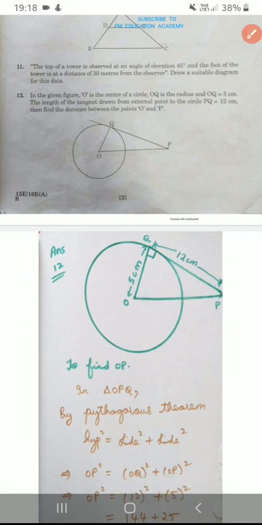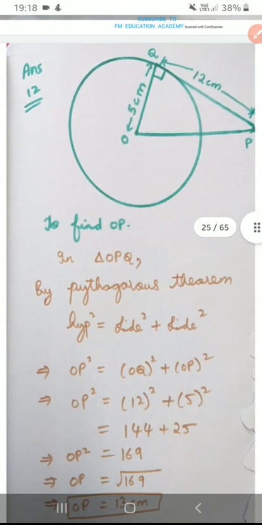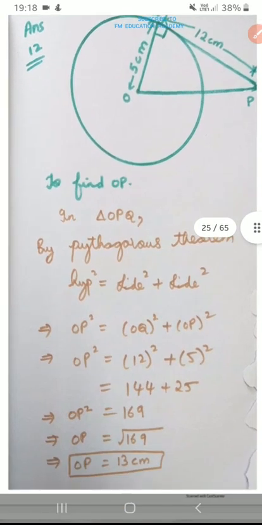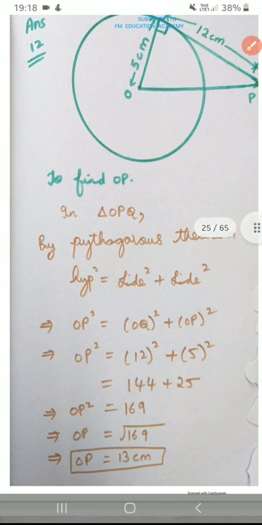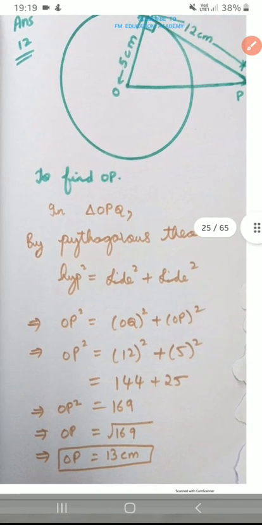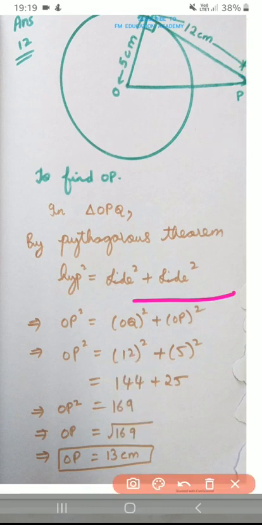So we can say by Pythagoras theorem, hypotenuse square is equal to side square plus side square. What is hypotenuse? OP square is equal to, what is the side? OQ square. OQ here is given as how much? 5. OQ is given as 5 square. And PQ is given as how much?